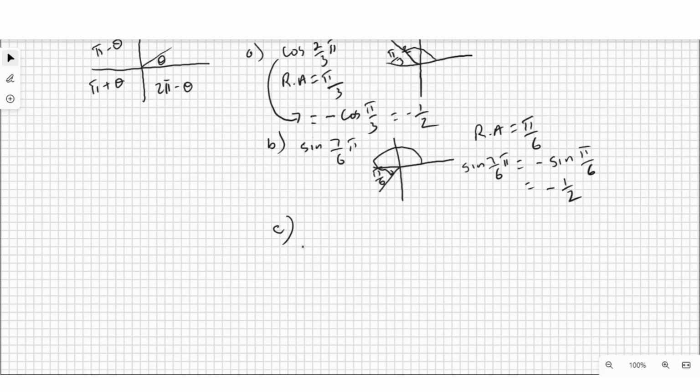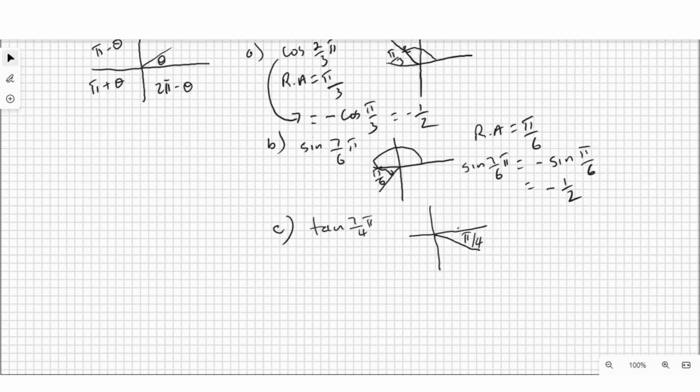Tan 7 over 4 pi. 7 over 4, 8 over 4 would be 2 pi. In order to be 8 over 4, we miss only 1/4. Therefore, my acute angle is pi over 4.